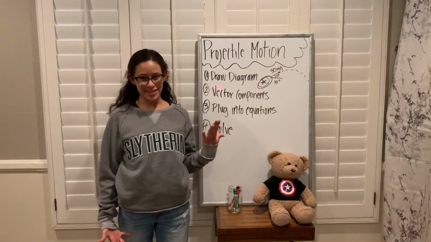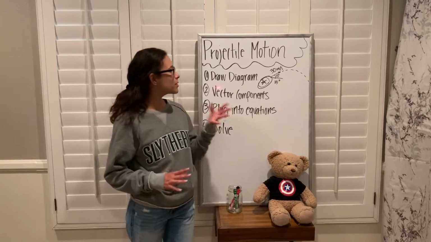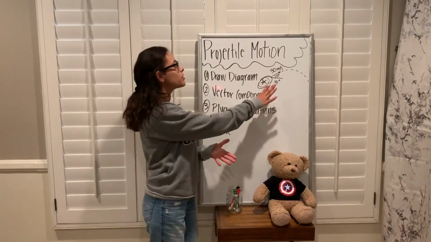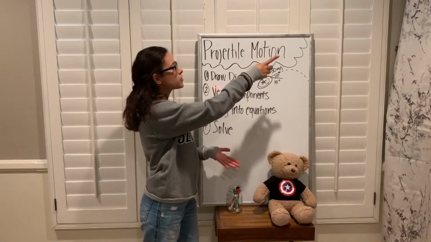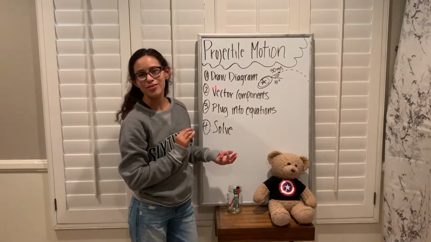Now, in order to solve these types of problems, we're going to need to first draw a diagram. So up here in the top left, I have drawn a diagram showing Captain America's shield going at 30 meters per second in a parabolic motion at an angle of 15 degrees above the horizontal.